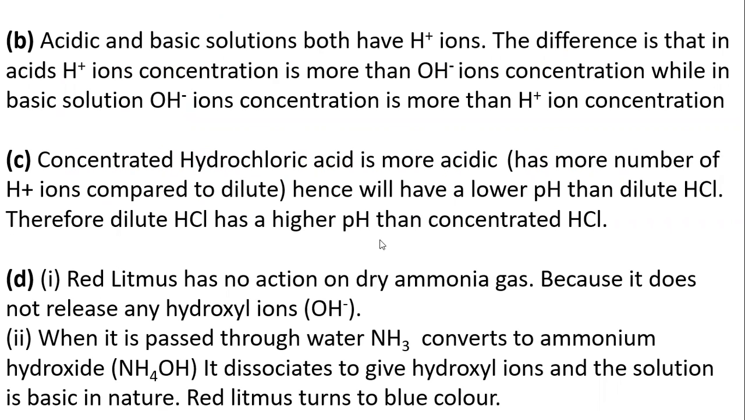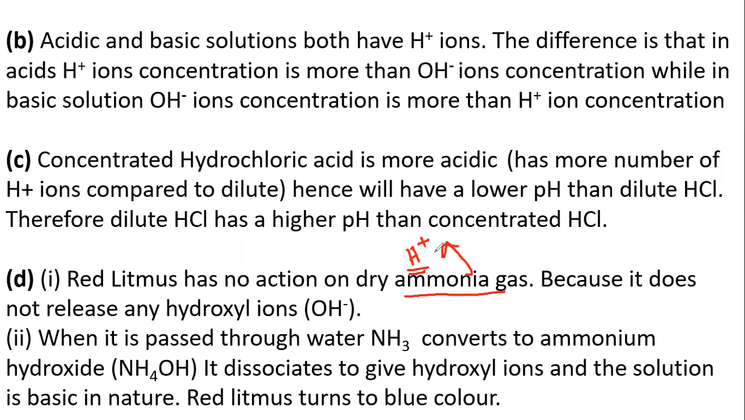Okay, first they are giving red litmus paper to keep in dry ammonia gas. Dry ammonia gas will not give H plus ions, right? How do we define an acid? An acid is defined as a substance which produces H plus ions when in aqueous solution. Ammonia gas doesn't have the capacity to produce H plus ions.